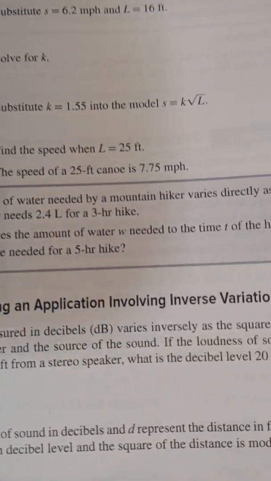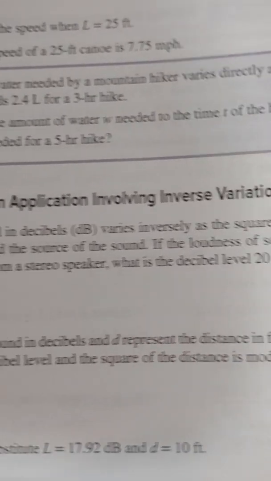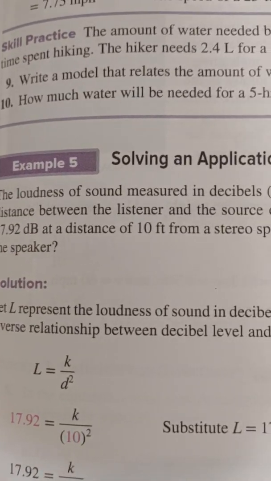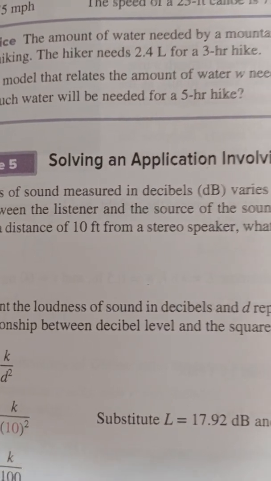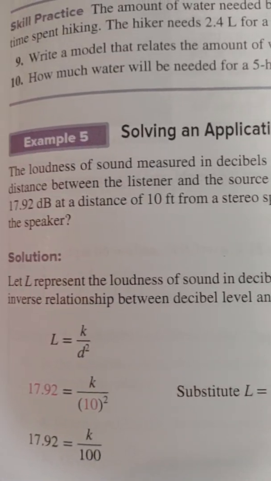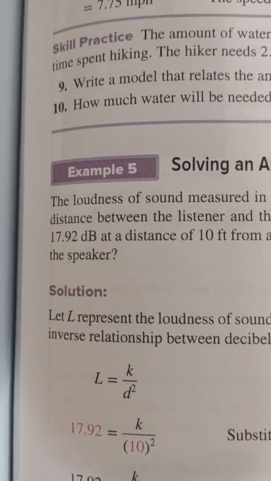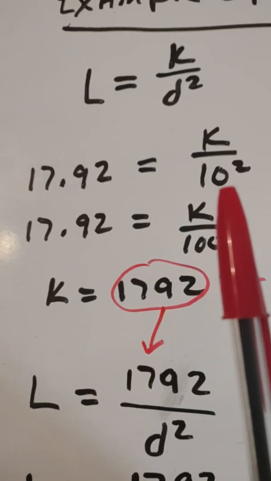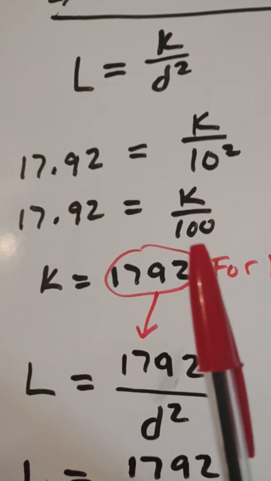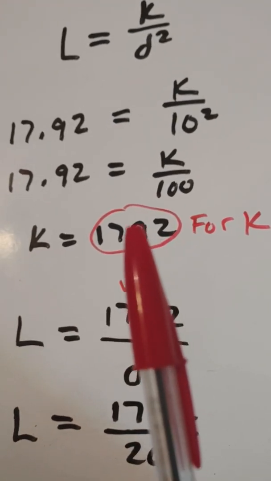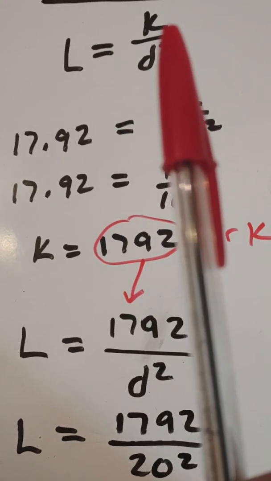If we read further, it says if the loudness of sound is 17.92, that goes for L, at a distance of 10 feet, that goes for D, from a stereo speaker, what is the decibel level 20 feet from the speaker? So what we've got to do is use the 17.92 and the 10 feet first to get K, which is what I've done here. Put 17.92 in for L, 10 in for D. 10 squared is 100. Multiply 100 over, and we get K equals 1,792.